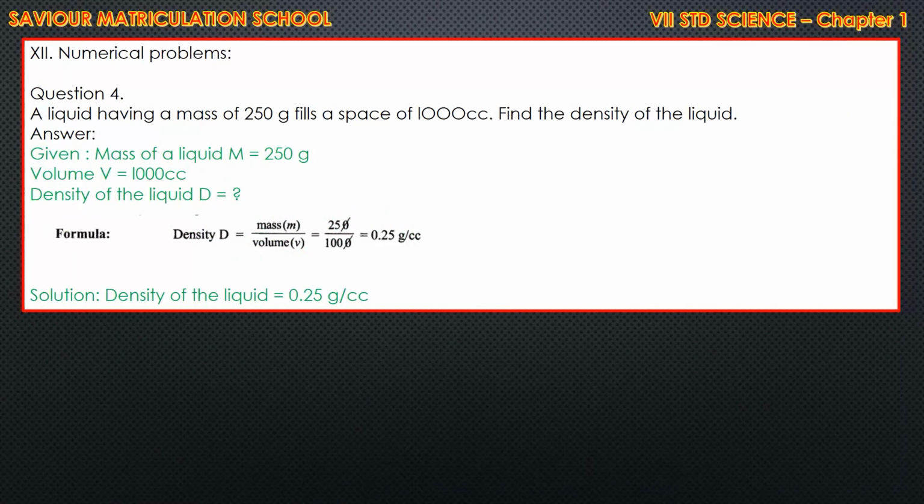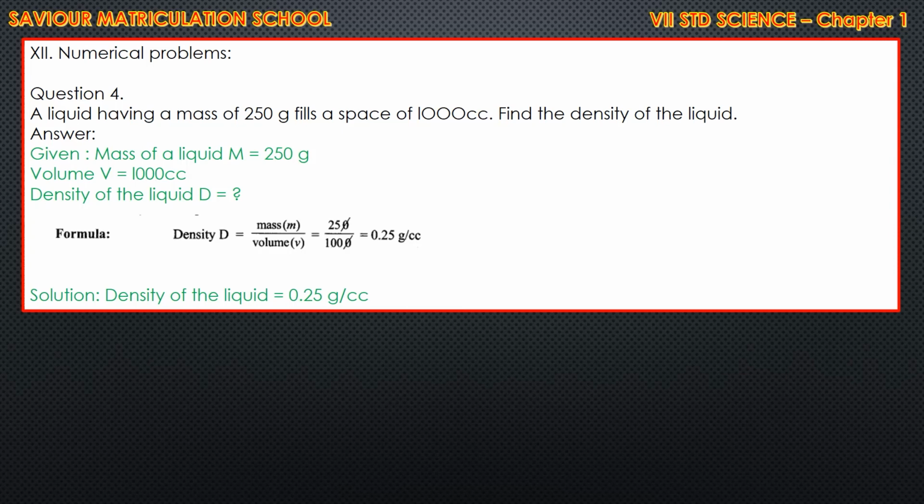Now question 4. A liquid having a mass of 250 grams fills a space of 1000 cubic centimeter, that is cc. Now find the density of the liquid. The answer is given here. First, the mass of the liquid given, children, is 250 grams. Now you have to find the density; the volume here is 1000 cc.